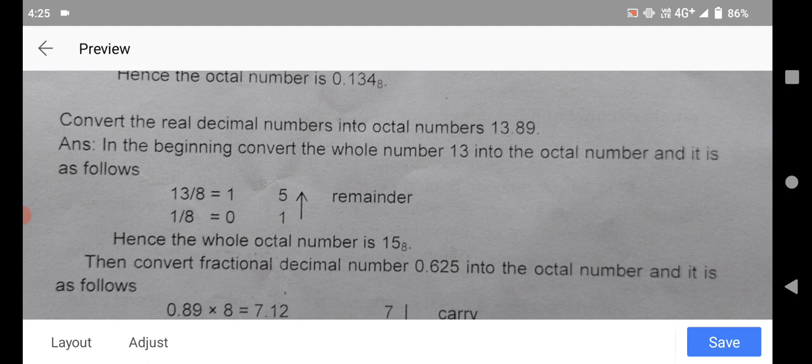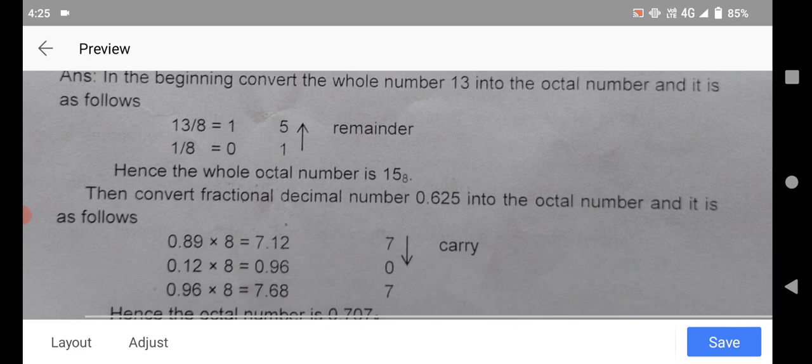The given number is 13.89. The whole decimal number is 13 and the fractional number is 0.89. In the beginning we convert the whole number. Firstly, we convert the decimal whole number 13 into an octal number, as follows. The whole decimal number is 13.